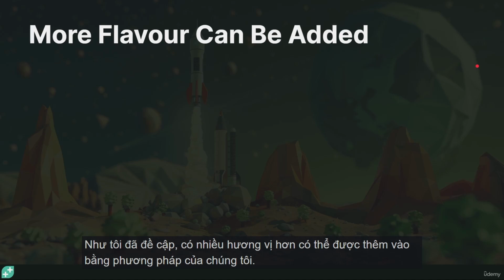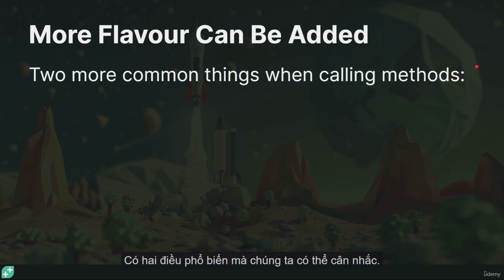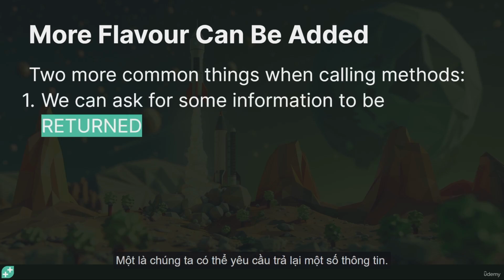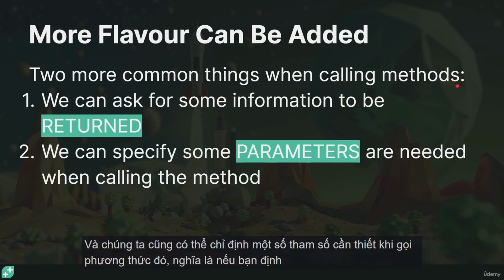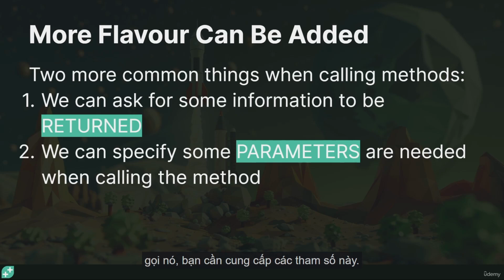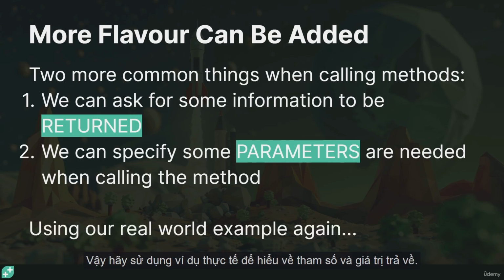So as I mentioned, there's more flavor that can be added with our methods. There's two common things that we can consider. One is we can ask for some information to be returned, and that's the terminology, returned. And also we can specify some parameters which are needed when calling the method that says, hey, if you're going to call it, you need to provide these parameters. So let's use our real world example to understand returning and parameters.